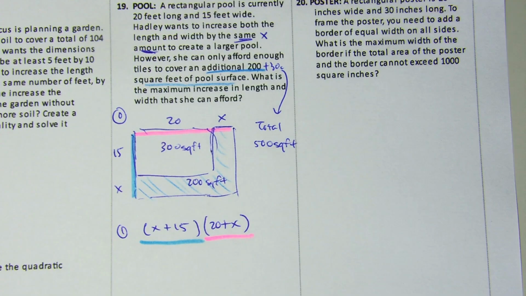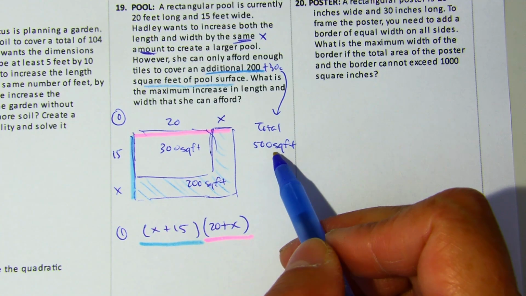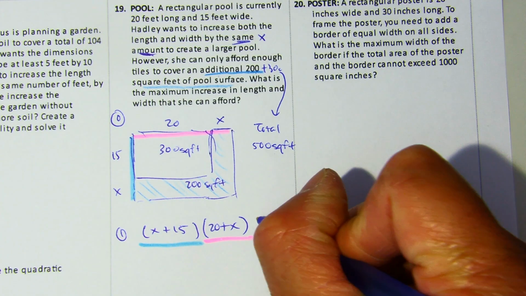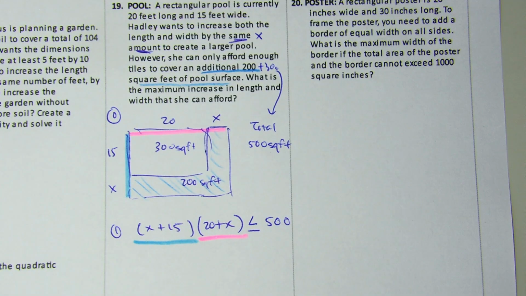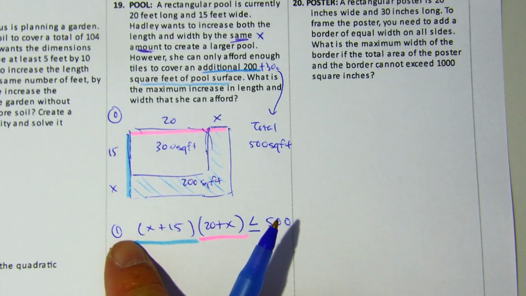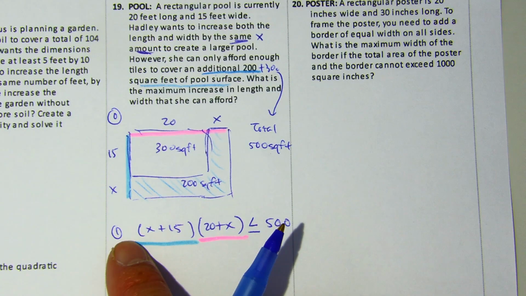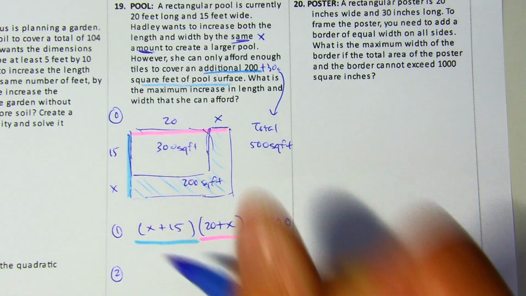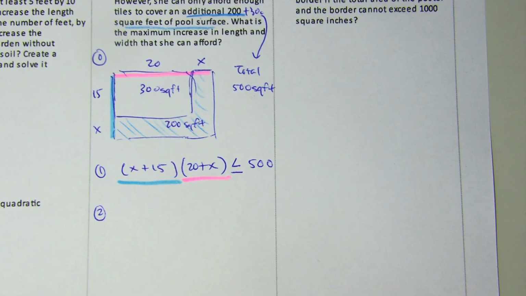And then if you think about it, if the new pool is going to be 500 square feet, that means it cannot be bigger than 500. So I want less than or equal to 500. So that is step 1, determine the quadratic inequality. Okay. Step 2 is to solve for the inequality. So let's solve it. That means getting for x.